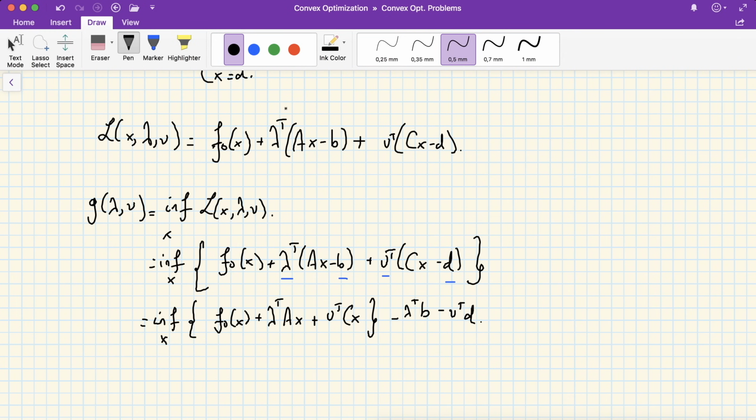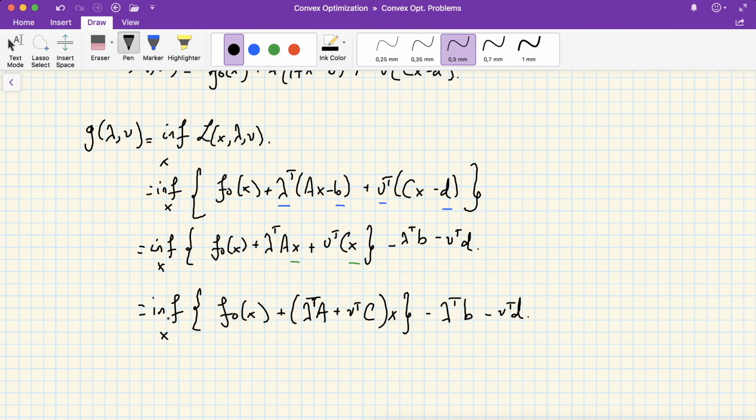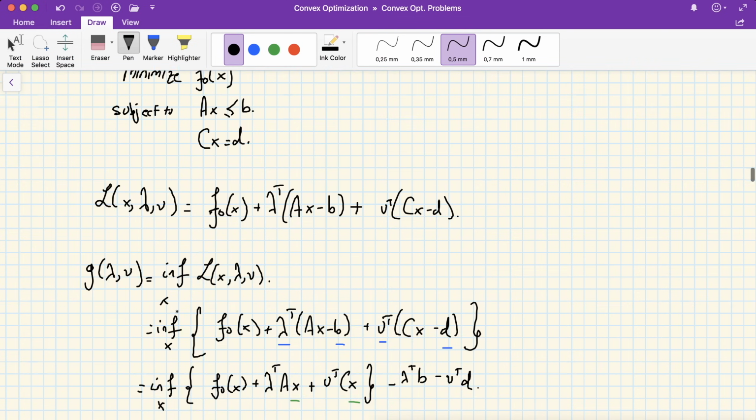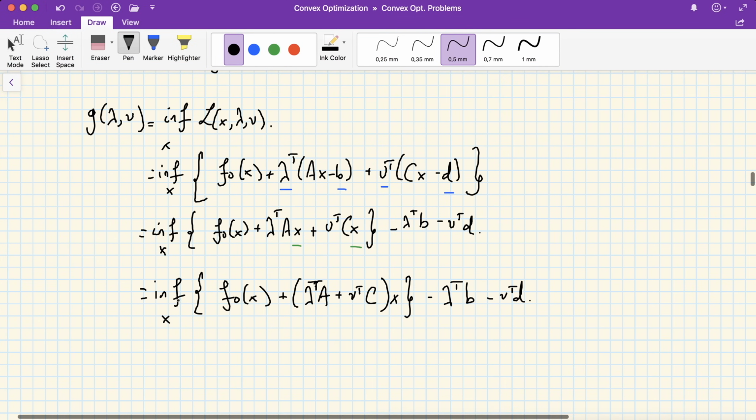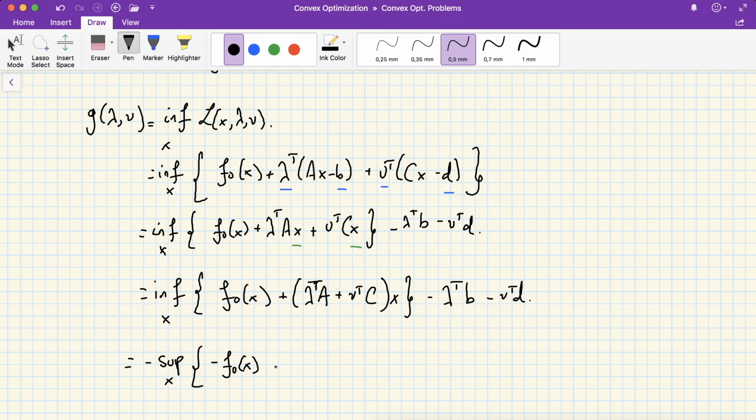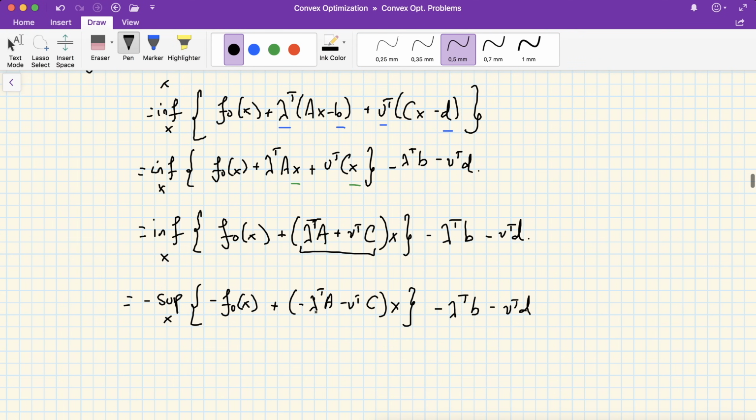We can also collect terms that depend on x over here as such. Note that we can write this in a really similar way as here, we're going to flip the infimum to a supremum, that is, use the minus trick. So minus supremum of minus f0 of x plus, with a minus inside this term right here, so minus lambda transpose A minus mu transpose C x, lambda transpose B minus mu transpose D. And we're going to write this as a y transpose x.